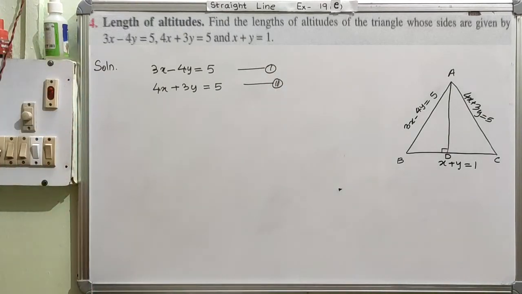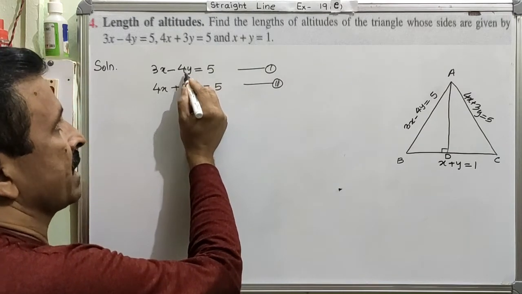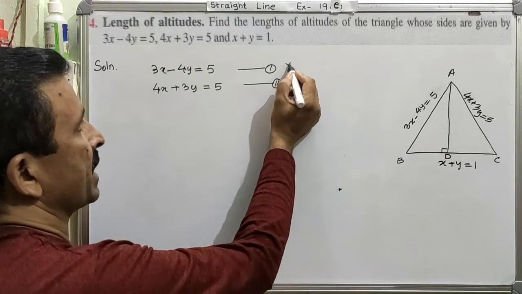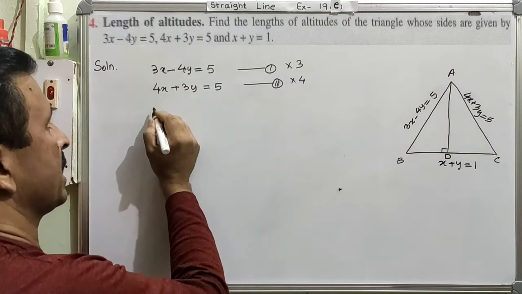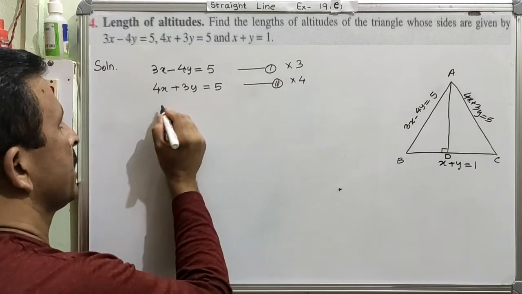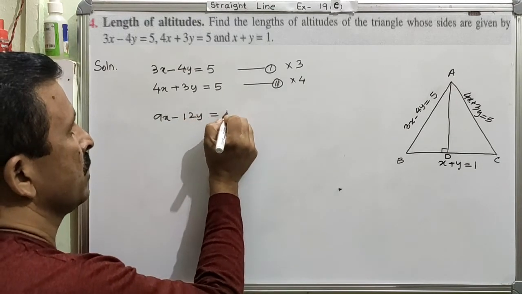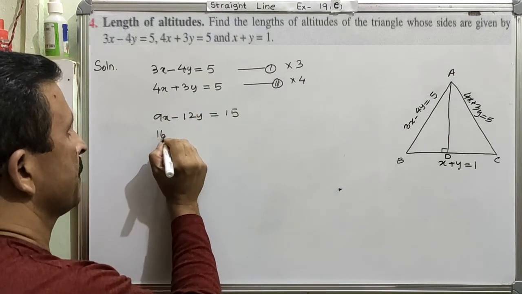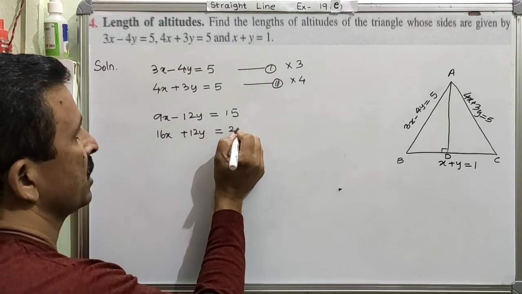Now we have these 2 equations. We can select one of the coefficients to make the value the same. So we are selecting the coefficient of y. The LCM of these 2 y coefficients will be 12. That means this will be multiplied by 3 and this is going to be multiplied by 4. So equation number 1 will reduce to 3 times 3 is 9x minus 12y is equal to 15. And now this equation with 4: 4 times 4 is 16x plus 12y is equal to 20.